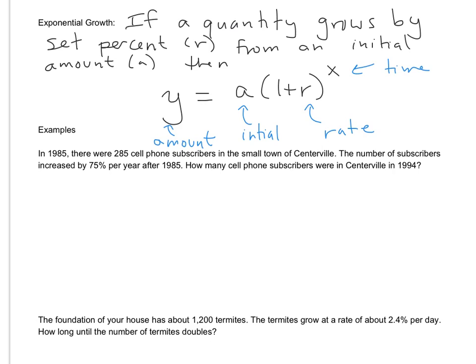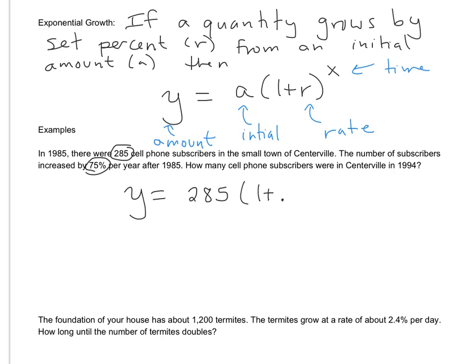So for example, this says in 1985 there were 285 cell phone subscribers in the small town of Centerville. The number of subscribers increased by 75% a year. So it goes up 75%, start at 285. How many subscribers were there in Centerville in 94? So if I set up my equation, I start with y equals the initial amount. Well, the initial amount was 285. So I have 285. And then the rate it goes up is 75%.